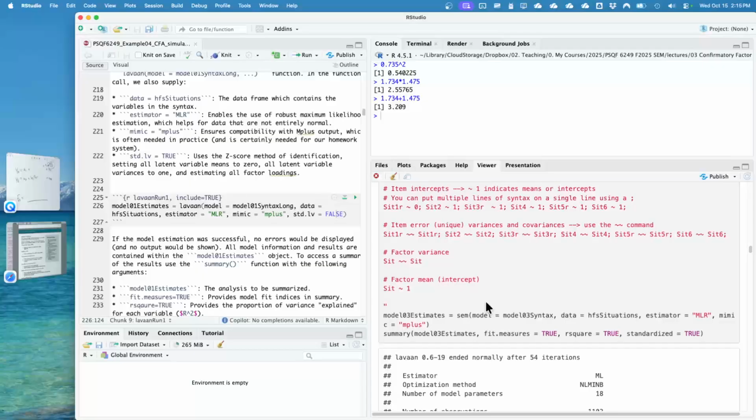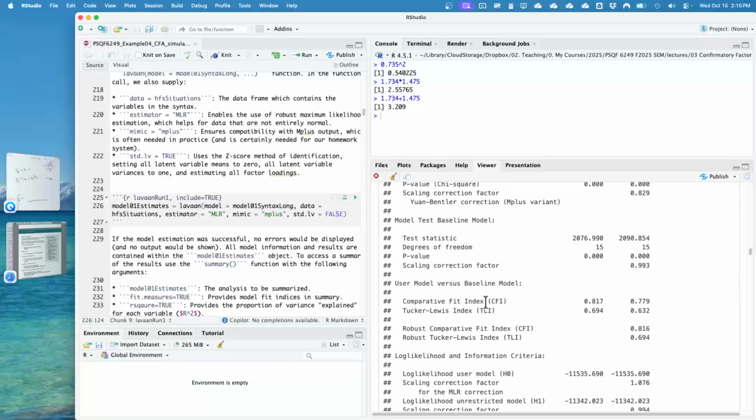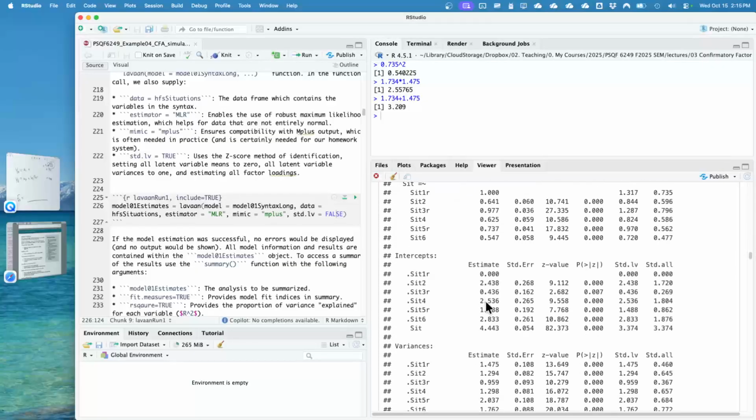So what happens when we estimate the factor mean is somewhat interesting. Our item intercepts change, right? We fix the very first intercept to 0. That's our marker for the mean. We estimated the factor mean is 4.43.